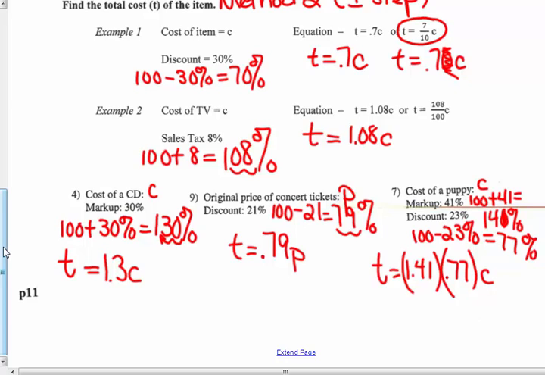So you're doing two things here. First, you're figuring a markup, adding the 41% on. Then you're figuring a discount, subtracting the 23%. And the cost of the puppy would be total equals 1 41/100ths times 77/100ths times C. So say the original cost of the puppy was $100. $100 times 1 41/100ths times 77/100ths would give you what it would cost you then to buy that puppy. Let's go to the next page.